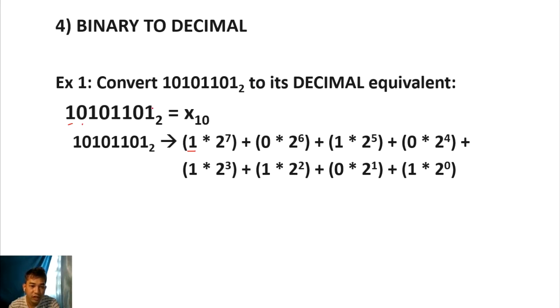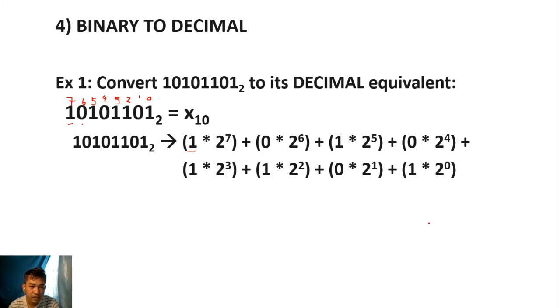So ano ba yung position ng rightmost? That is position 0. Next we have position 1, position 2, position 3, position 4, position 5, then we have position 6, tsaka position 7. So, ang pinaka last digit or most significant bit is nasa position 7.